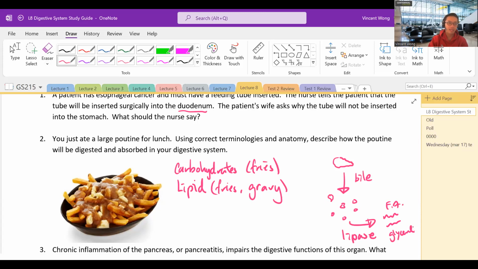And this might be surprising to some of you, but there's one more thing here that we can add. What is that?